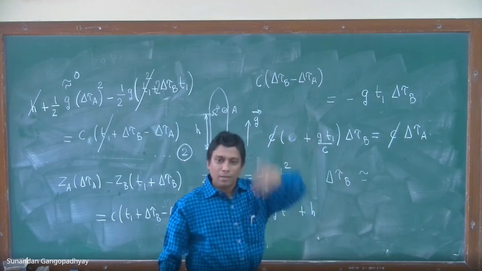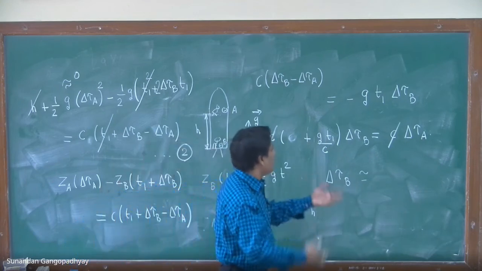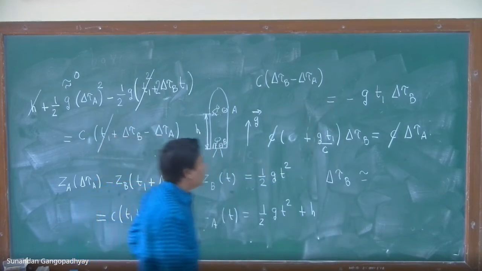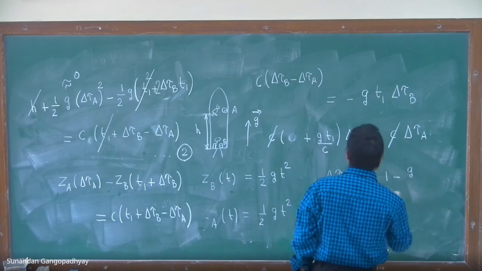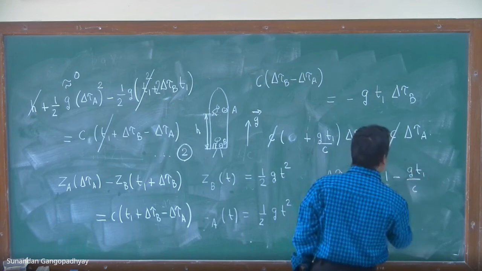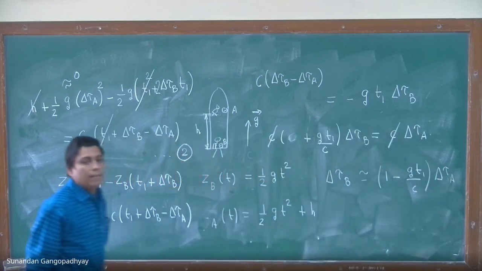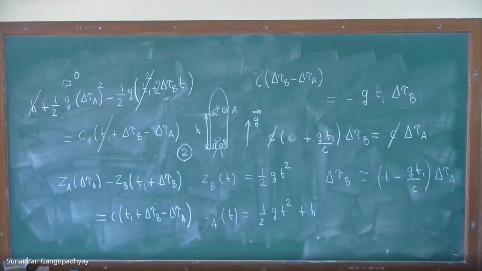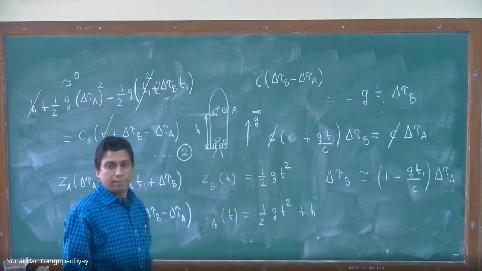The time interval after which Bob receives the first signal is such that G multiplied by T1 by C is small. Okay. So if you do that, then you can make a nice binomial expansion. You will see that it becomes GT1 by C times delta A. So what it says is that if you are in a uniform gravitational field, then Bob will receive the signals at shorter intervals of time because of this factor. This is a factor which is less than 1.